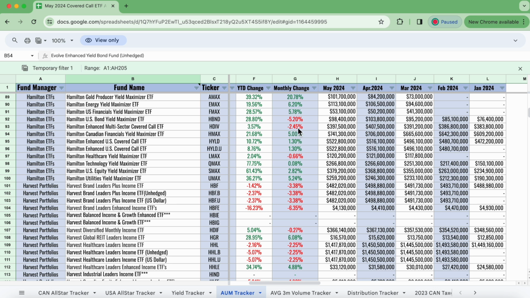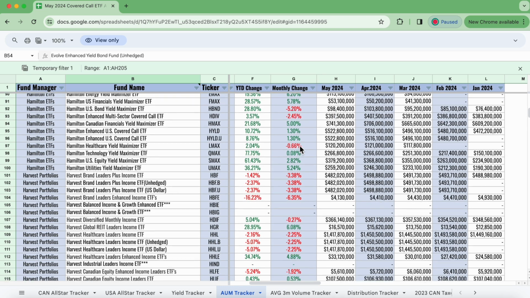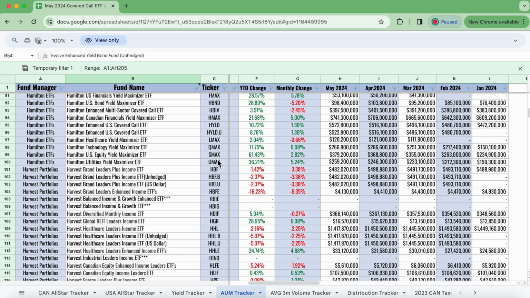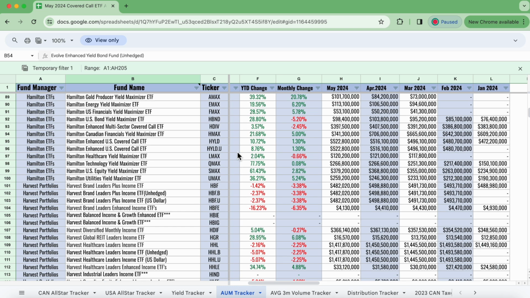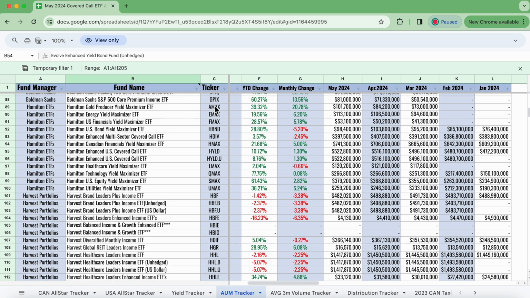Even though it saw a slight decline in its monthly change, these funds being a little bit older, you're not going to see explosive growth like you will with, say, QMAX and SMAX, a little bit older than those other four sector funds we talked about, gaining a lot of steam. And if you're interested in AMAX, EMAX, FMAX, and QMAX, you can pick them up inside HYLD and HDIV, both solid funds that I own.